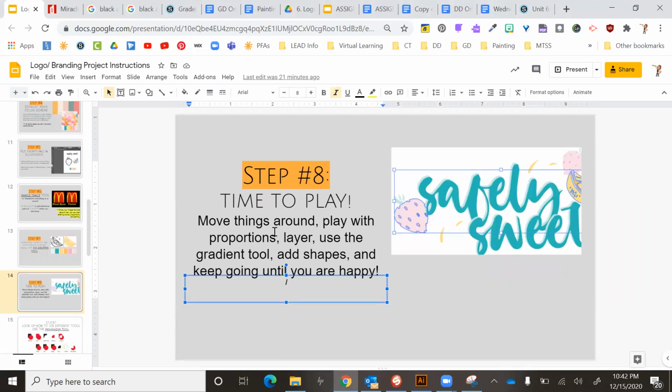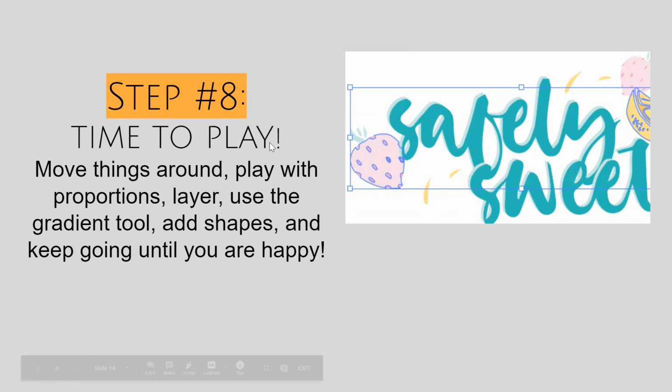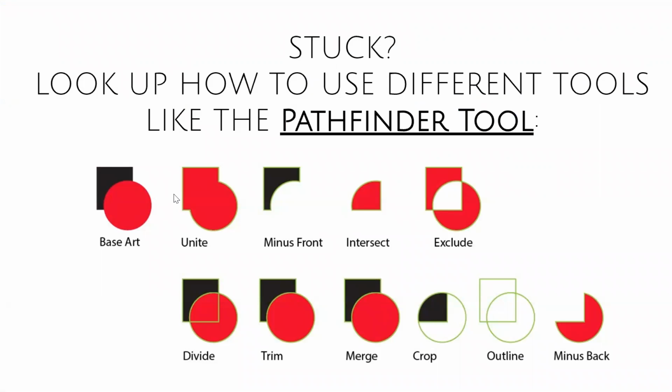Some things to think about as you're playing for step 8 is to think about playing with proportions, playing with layers, the gradient tool. You can add shapes. Most of these tools you're probably familiar with from Photoshop, and so feel free to just keep going with those. If you're unsure about anything, look up how to use it.